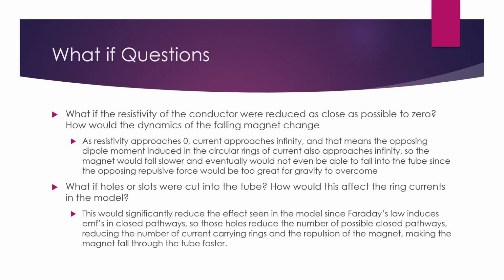And if holes or slots were cut into the tube, then the opposite happens, right? Because Faraday's law only applies for closed loops. If you cut a hole in the loop, then there's no longer a complete circuit and the current cannot run through there to oppose the magnetic dipole, right? And as current flows, it creates its own dipole, but that dipole is opposite, and that's why it opposes the magnet and puts a force on it.